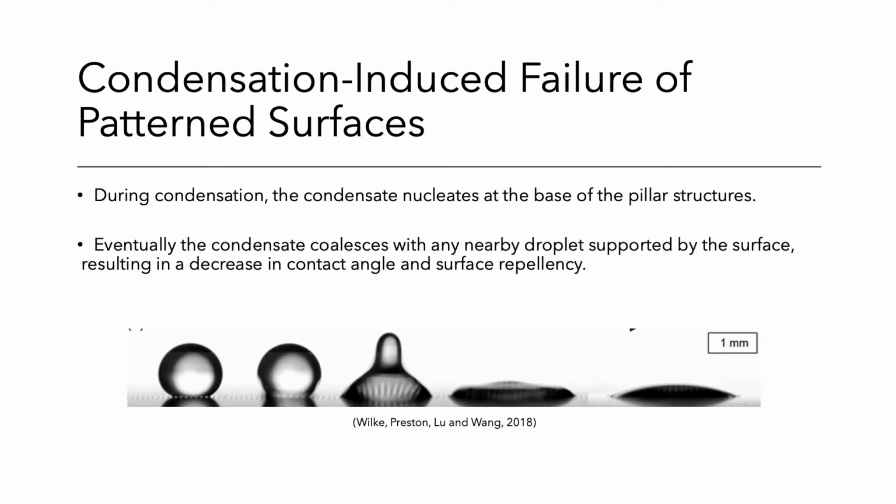Studies have shown that condensation-induced failure can greatly compromise the performance of a hydrophobic surface. When vapor is condensed onto the surface, the condensate nucleates at the base of the pillars. As condensation proceeds, the condensate grows in size and merges with any static droplet supported by the structure. This results in a decreased contact angle and repellency of the surface. It is necessary to investigate the mitigation of condensation-induced failure as it compromises the hydrophobic surface.